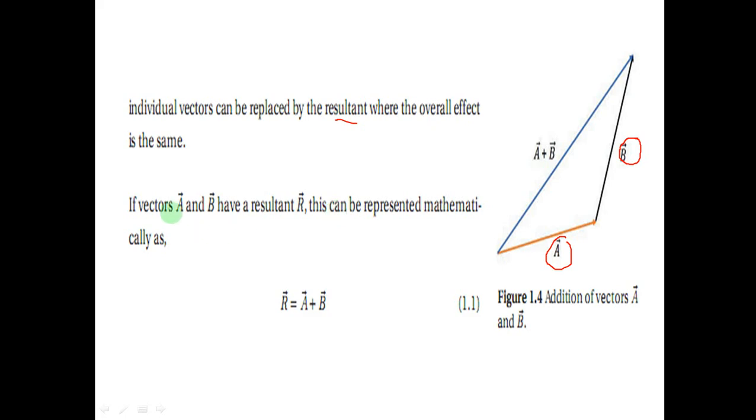For example, if vectors A and B have a resultant R, the resultant R is represented mathematically as R equals A plus B. This resultant vector has the same effects as the individual vectors A and B. So A plus B is the resultant vector. This resultant vector is a single vector. It has the same effects as the individual vectors A and B when they are acting together.